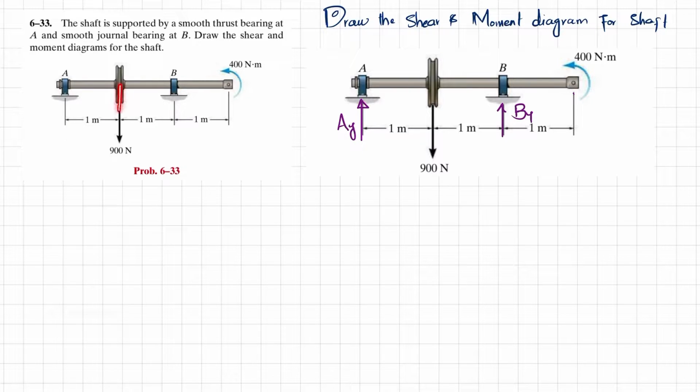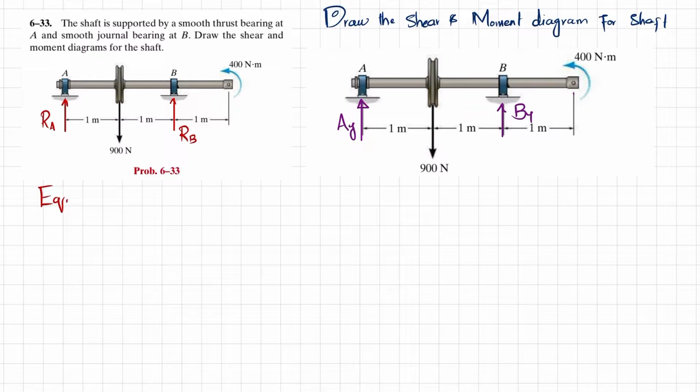Now at this point we have a load of 900 Newton and at the end we have a counterclockwise moment of 400 Newton-meter. So you have to draw the shear and moment diagram for the shaft. Before starting this problem, when you remove the supports, definitely there will be reaction forces. Let the force at point A be RA and the force at point B be RB. We will find these reaction forces by using equations of equilibrium.